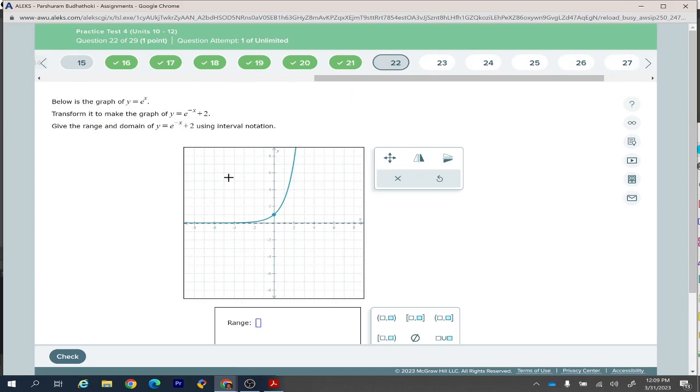I'm not going to repeat the very same thing. This is an exponential function, use some translation, and then you are going to find the answer for this.